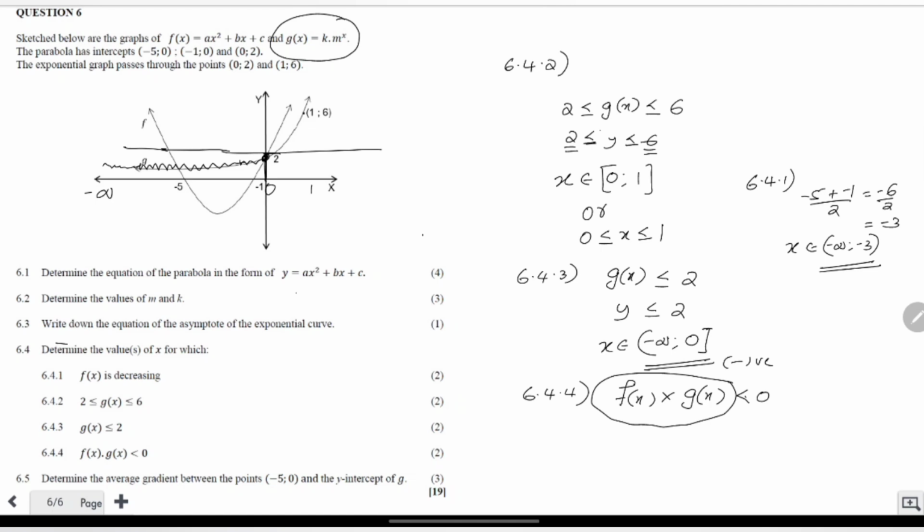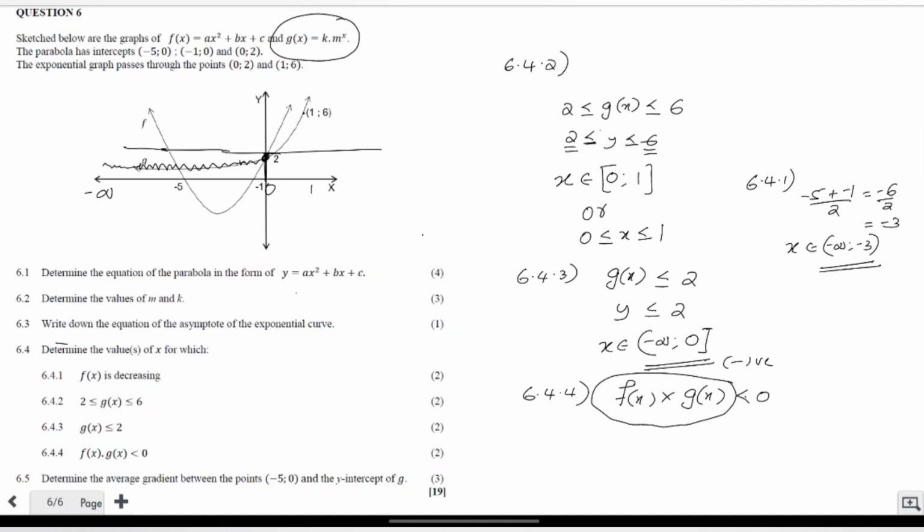We already talked about positive and negative part of the graph. The graph above the x-axis is positive, below the x-axis negative. If both graphs are above the x-axis, both of them are positive, which means their multiplication is also positive. If both graphs are in a particular interval below the x-axis, both of them are negative, their multiplication is going to be positive again. But here we need their multiplication to be negative, which means you have to find an interval where one graph is above the x-axis, the other one below the x-axis.